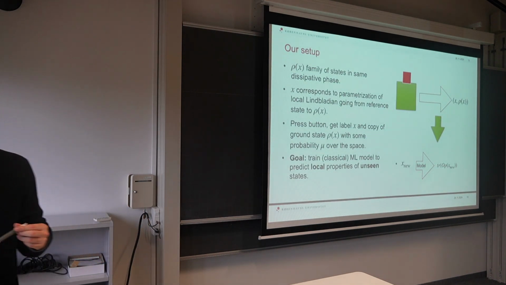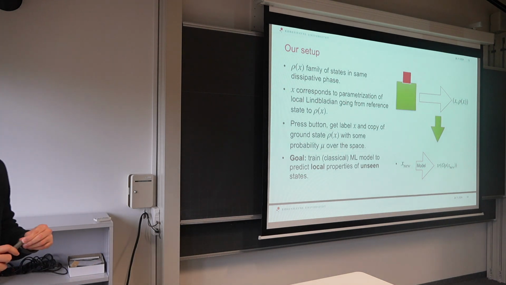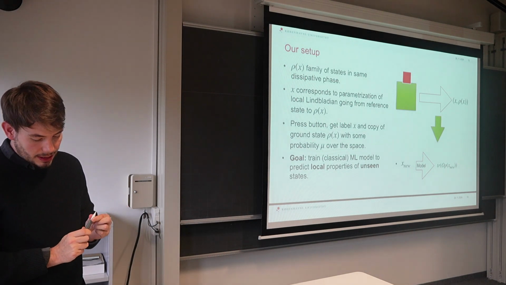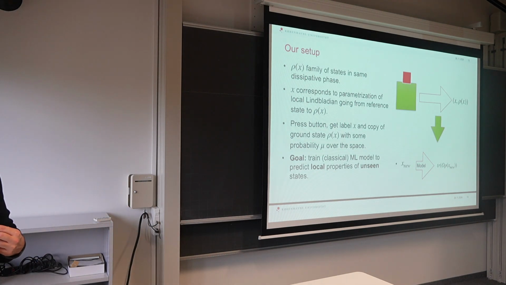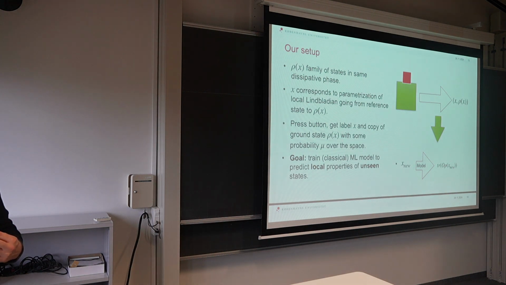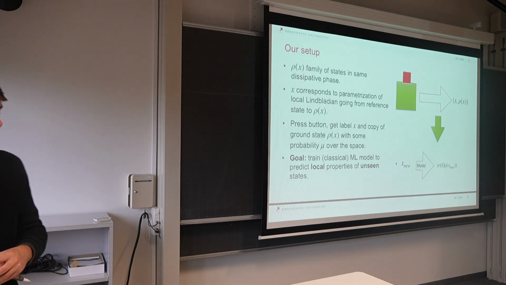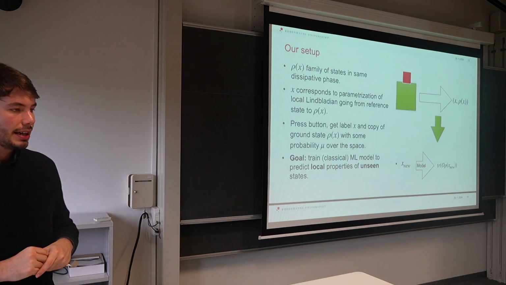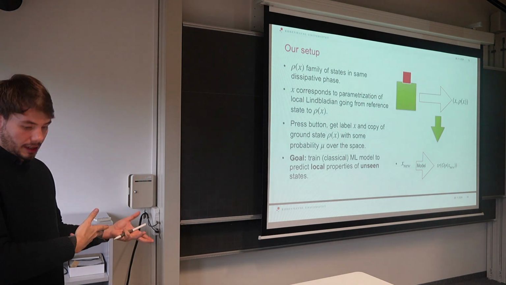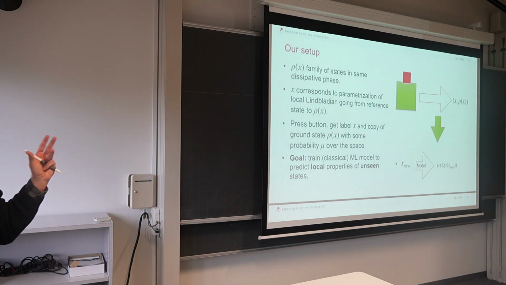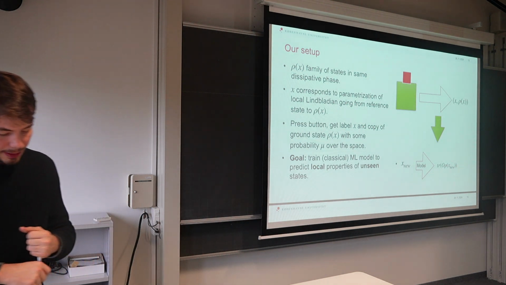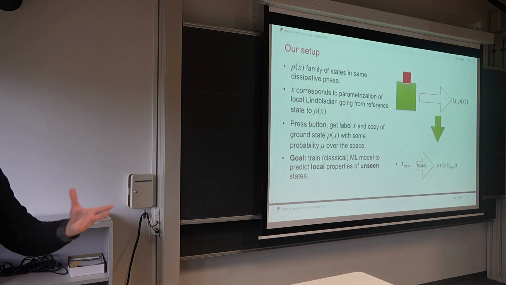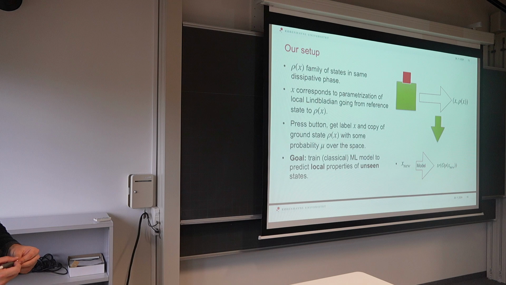All right. So hopefully, we are now a bit more familiar with this concept of dissipative phase. Recall, how is it different from the Huang paper? Well, it's not that different. The only thing is that now, instead of assuming that I get the ground states, I press the button and I get states from the same dissipative phase. And our goal will be exactly the same. Given some labels I haven't seen before, I want to be able to predict local properties of the associated states.